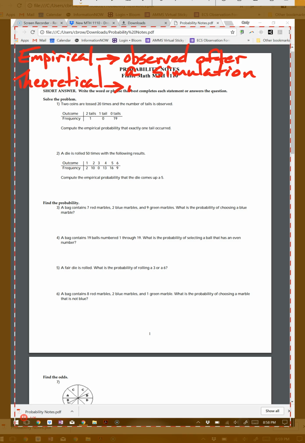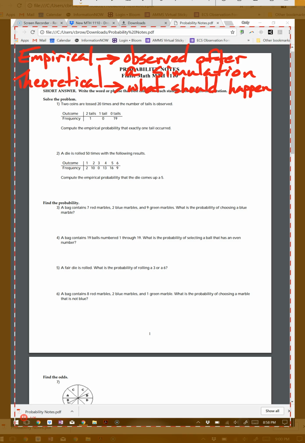Theoretical is what should happen at the end of some simulation. So in theory, if you flip a fair six-sided die, you have a 1 in 6 chance of landing on 2. But the truth of that is you could flip it 100 times and never land on 2. But theoretically, you should land on 2 a sixth of the times that you flip the die. Empirically, however, it may only happen 3 out of 100 times, and so your empirical probability will be 3 out of 100 versus a sixth of the 100 times.